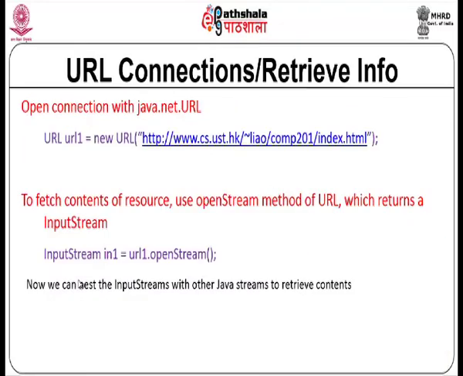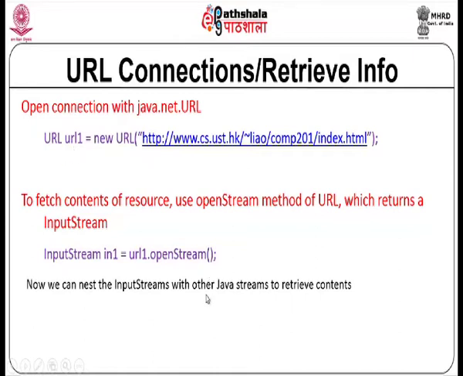Now we can see how we open a connection to a URL. In order to open a connection, first we need to import the package java.net.*. Within this package, as we know, we have a class called URL. The first step is to create a URL object. You create a URL object by specifying the resource specification, which should be given as a string.